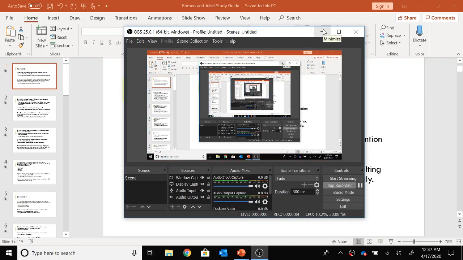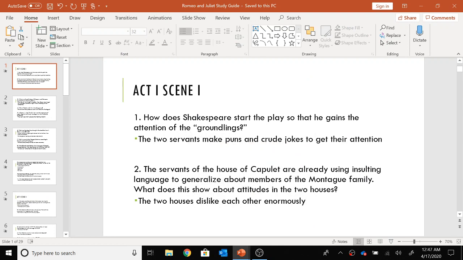This is going to be the test review lecture for Act 1 and Act 2 of Romeo and Juliet. We're going to split the story into two. Act 1 and Act 2 is going to form a test, and then the remaining is going to form the second test for the story.